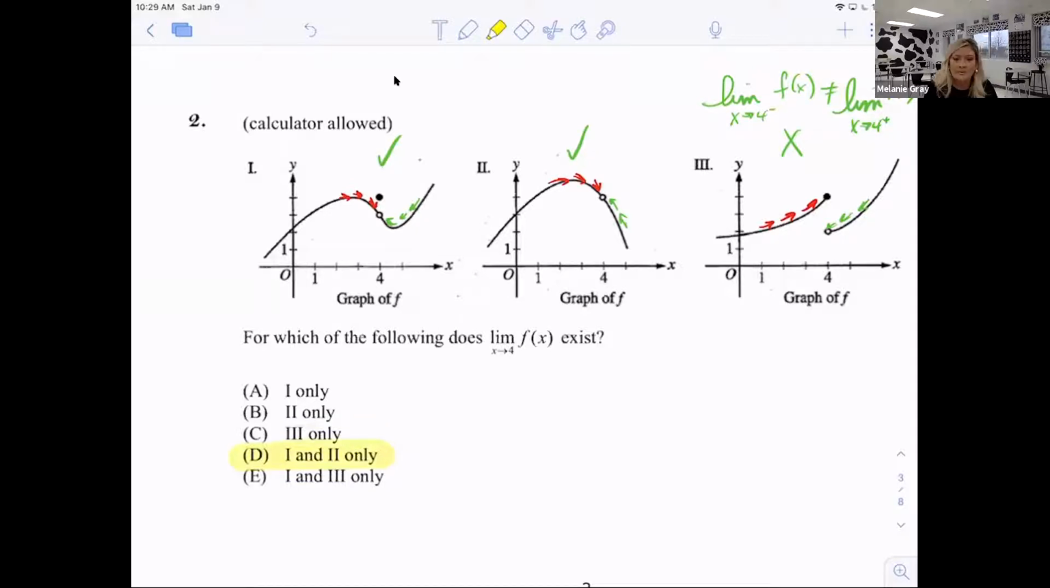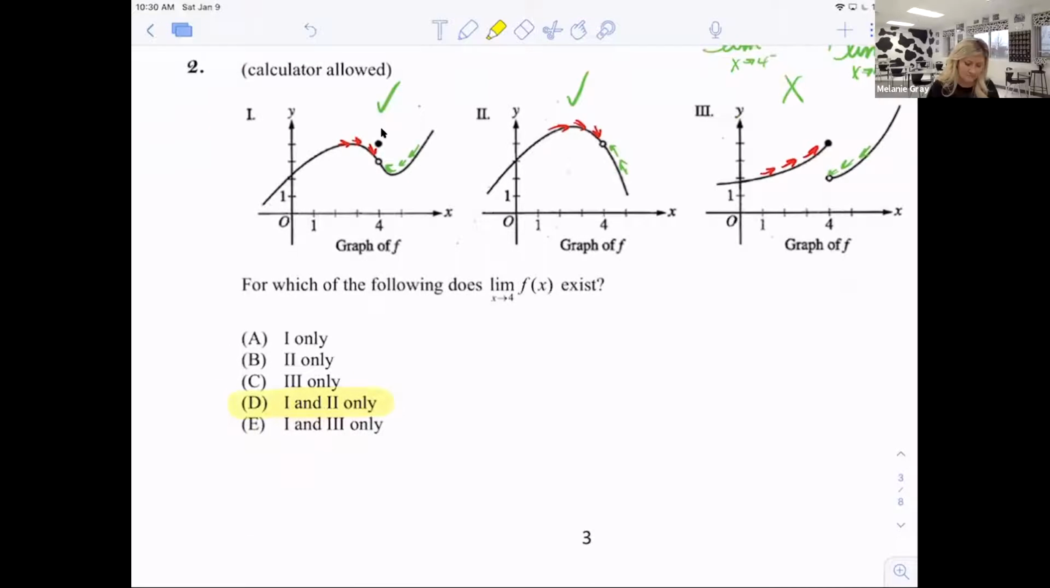So remember on the AP exam, it's important to look at your answer choices. Notice how I did that before I started in on the actual problem, because if you have a problem like this, you don't want to look at the first one and say, oh, the limit exists on number 1, and then just get in a hurry and mark A and move on. Because while 1 is true, 2 is also true. So we want to make sure that we choose answer choice D.